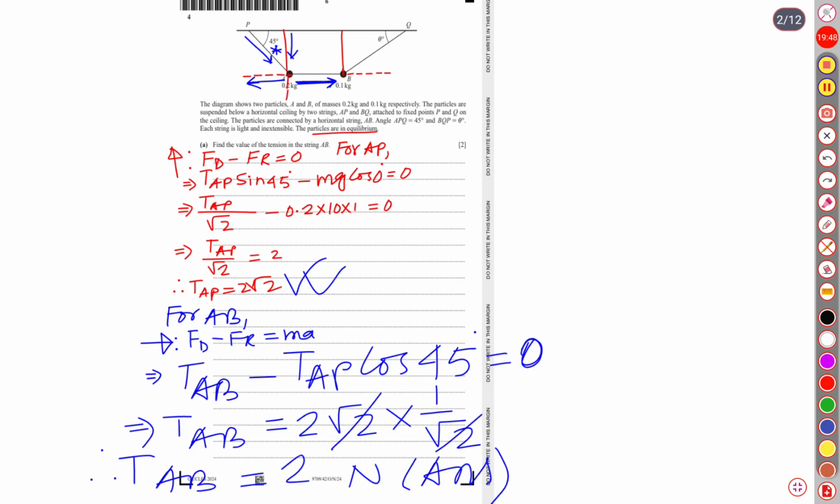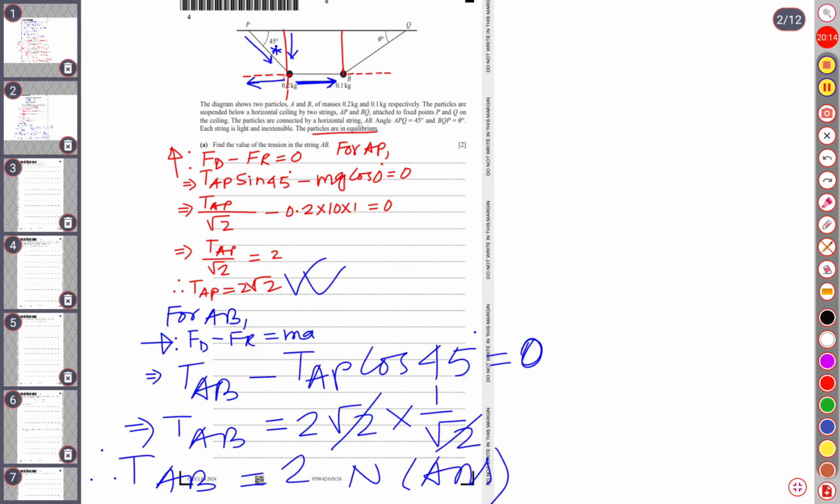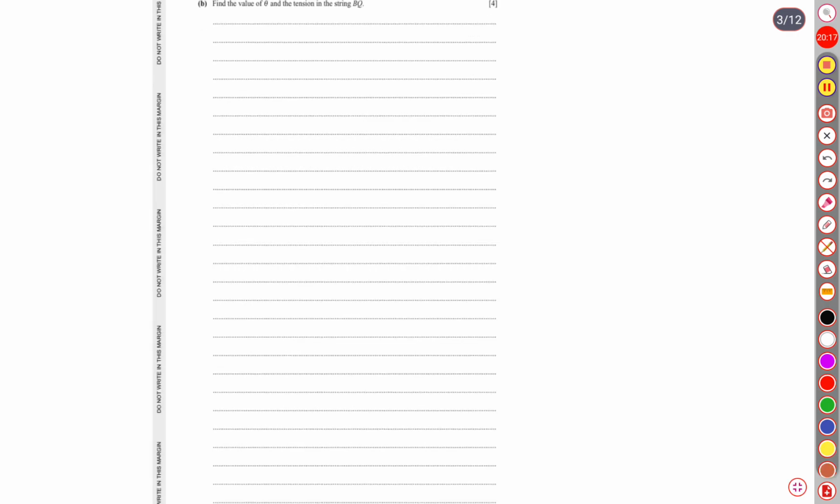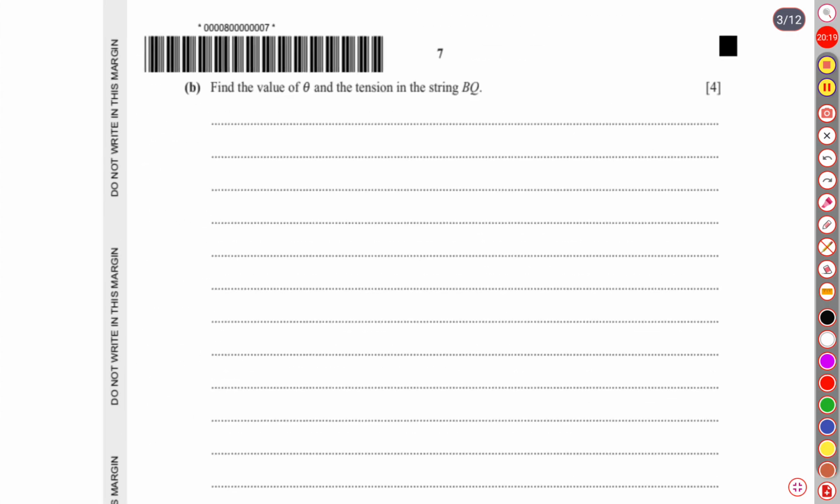Well, I think you have understood. First we found the resultant force vertically, resolving the forces vertically, then we resolved the forces horizontally. Finally, we have got that the tension acting in the string AB is 2 Newton. Well, now let's move on to the next part of the question. The next question says, find the value of theta and the tension in the string BQ.